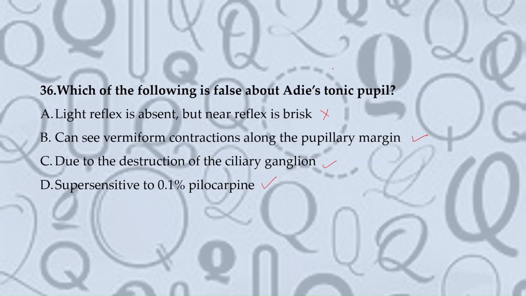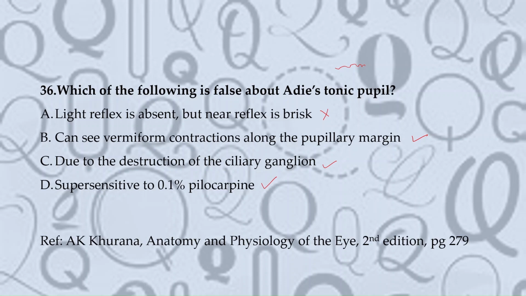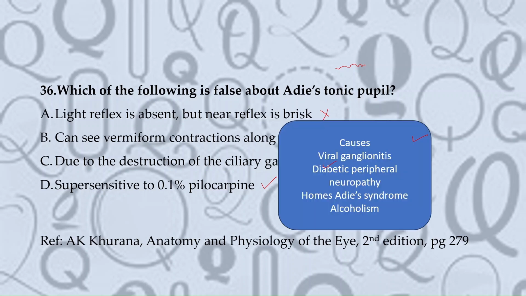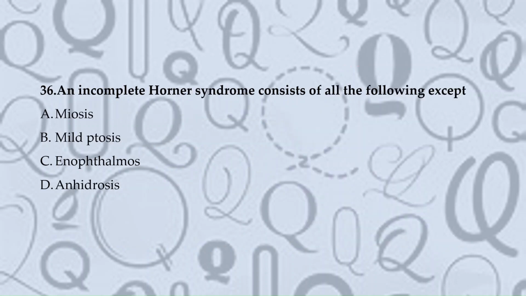So when you see in the slit lamp, you will see worm-like constrictions along the pupillary margin, and it can be associated with a syndrome called Holmes-Adie syndrome, which is characterized by an absent patellar jerk, and also it is seen more commonly in women. So this is about Adie's pupil. The only symptom you can get in Adie's pupil is some amount of glare due to a big pupil. Answer is A. So what are the causes of Adie's pupil? Viral ganglionitis, diabetic peripheral neuropathy, Holmes-Adie syndrome and alcoholism.